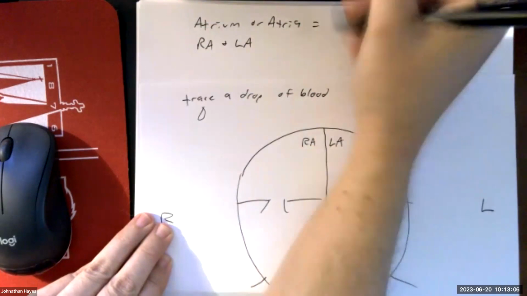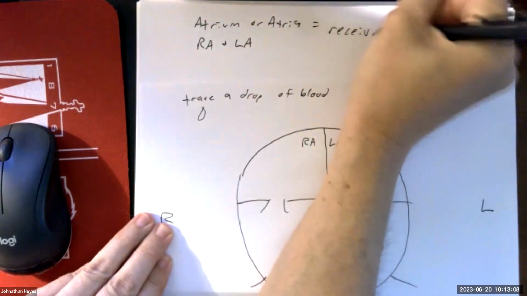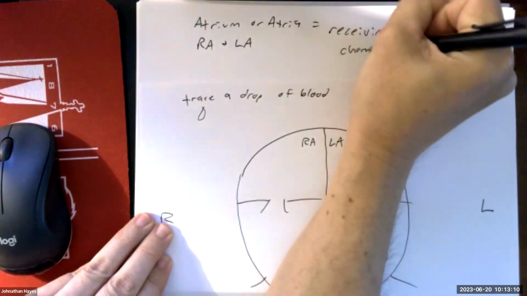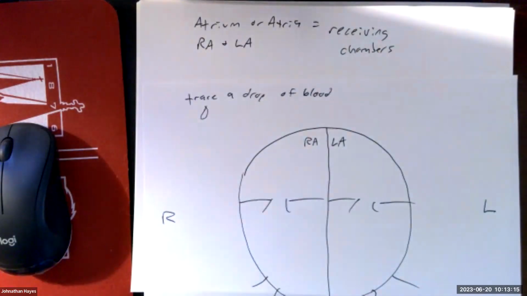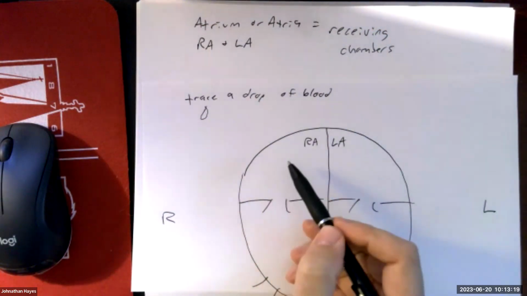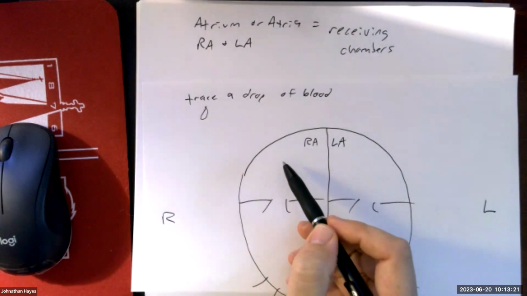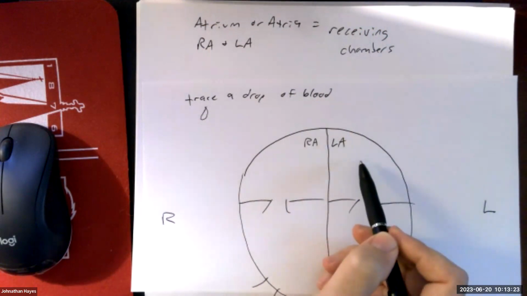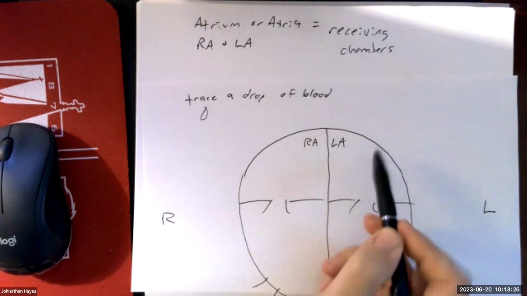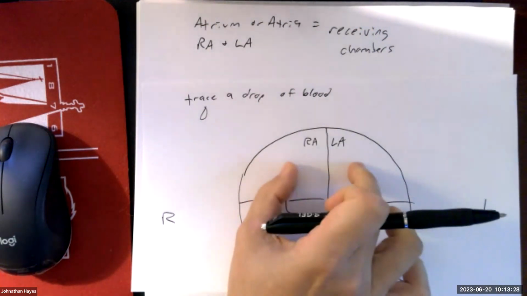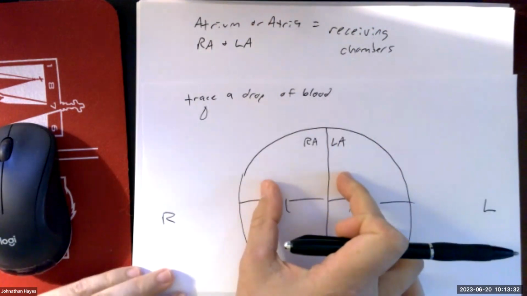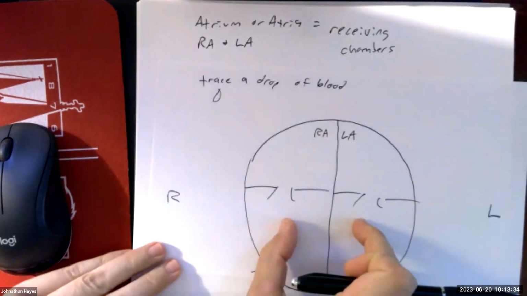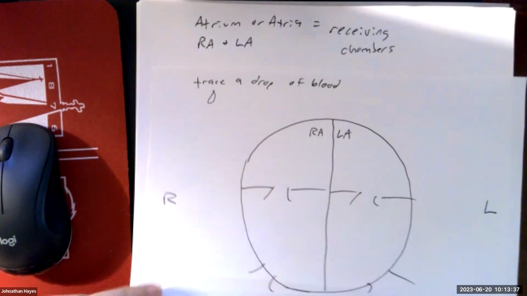Think of these as receiving chambers. That's what I want you to think about. They're receiving some type of venous return, okay? So entering into the right atrium, we're going to have the venous return of the whole body, basically. Entering into the left atrium, we're going to have pulmonary veins. So venous blood is going to be entering into atria. So we're going to think about these as receiving chambers, okay? So the top two chambers are atria. Bottom two chambers are ventricles, and the ventricles will be our pumping chambers.